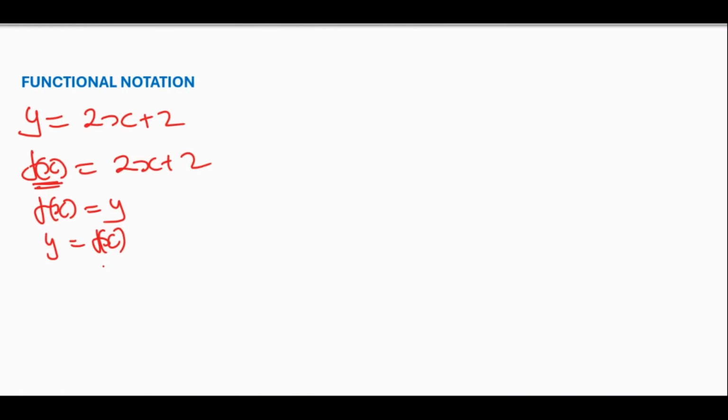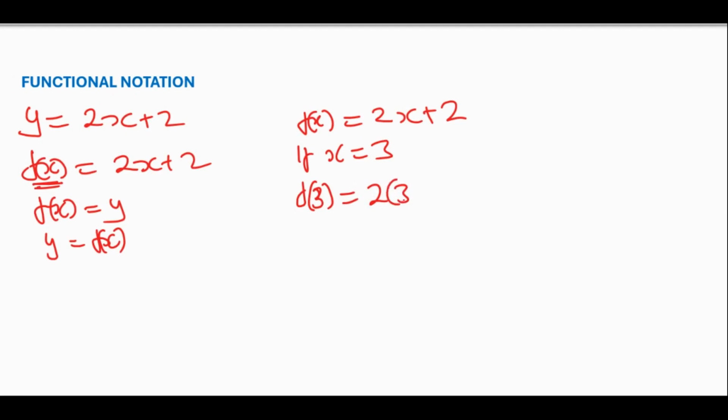Let's say, for example, when you're given that f of x is equal to 2x plus 2, and we say if x is equal to 3, then f of 3 is equal to 2 times 3 plus 2, and f of 3 is equal to 8. So it means that if x is equal to 3, y is equal to 8.